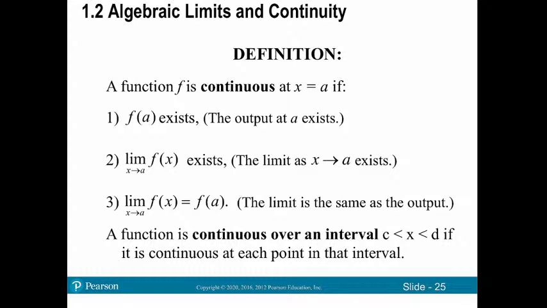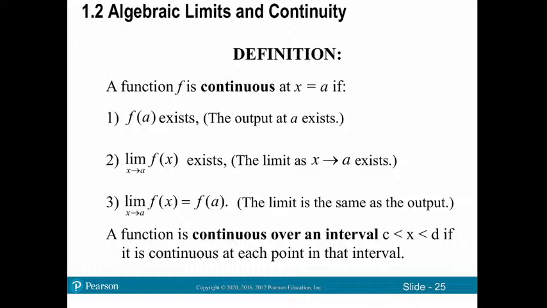And then thirdly, the limit has to equal the function value, because sometimes the function is defined at that point and the limit exists, but the limit is sometimes different than the function definition, right? And so that's not continuous. So the three stipulations: the function has to be defined at that point, the limit has to exist, and the limit has to equal the value of the function at that point.